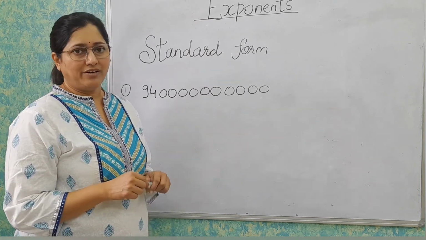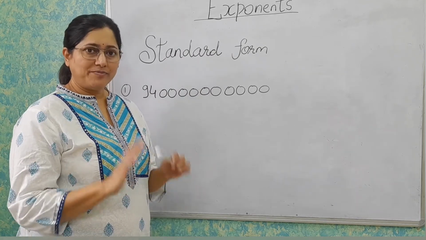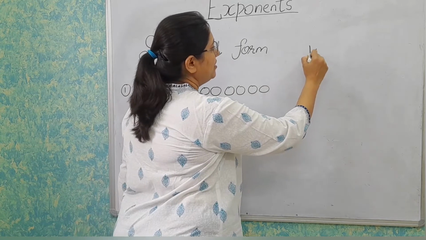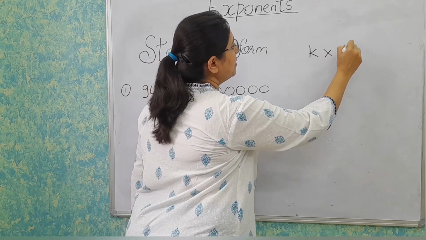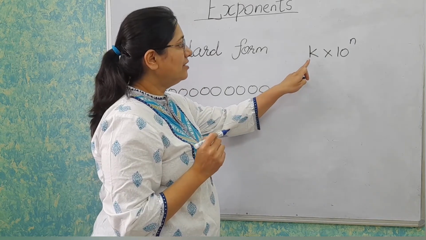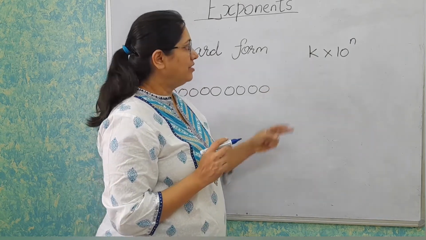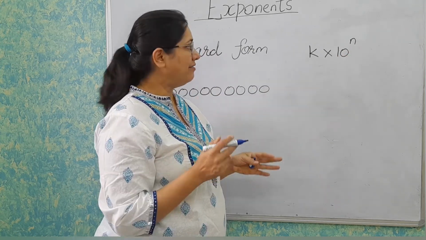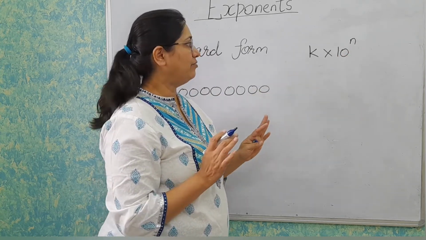But what is standard form? If I have to express any number in standard form, it should be like that. K multiplied by 10 raised to the power n. And what is this k? This k is any real number. And what is this n? This n is any natural number. I can write it 2, 3, 4, whatever I want.